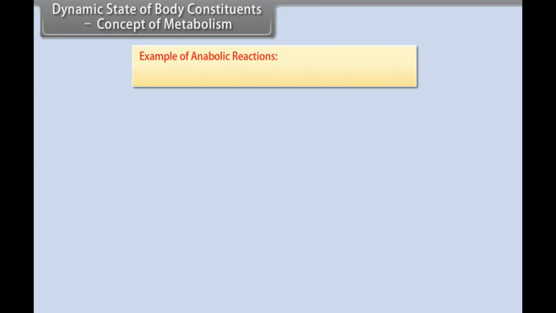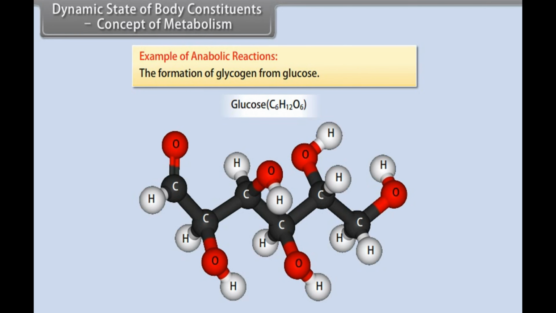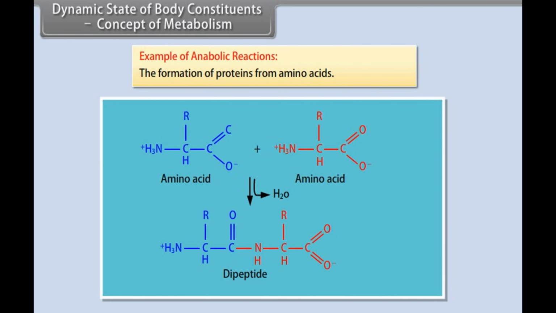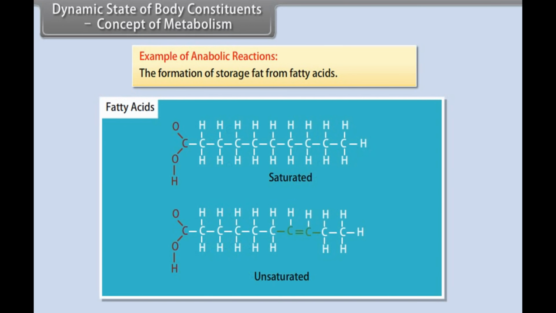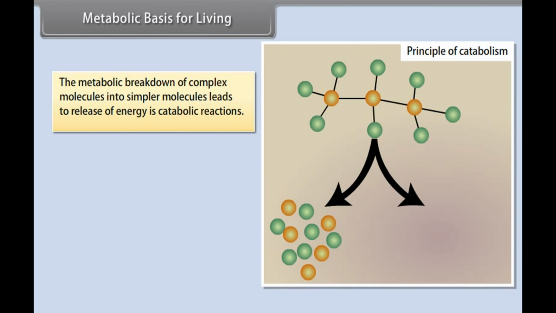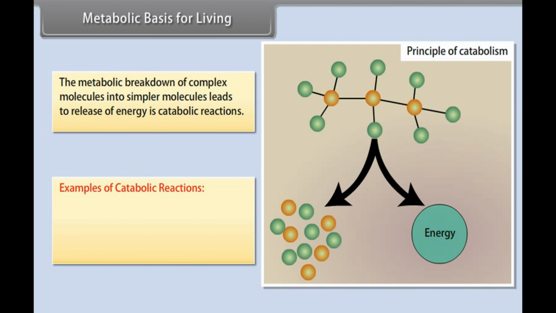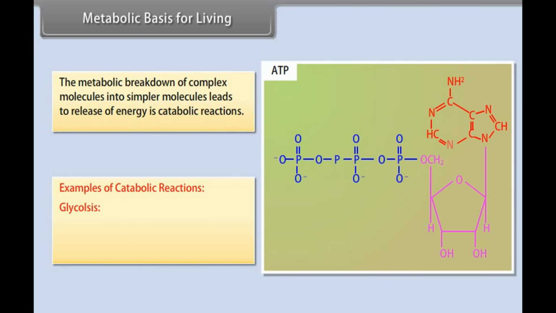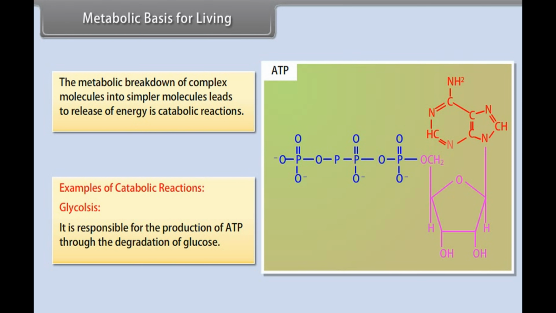Examples of anabolic reactions: the formation of glycogen from glucose, the formation of proteins from amino acids, the formation of storage fat from fatty acids. Metabolic basis for living. The metabolic breakdown of complex molecules into simpler molecules leading to release of energy is catabolic reactions. Examples of catabolic reactions: glycolysis. It is responsible for the production of adenosine triphosphate through the degradation of glucose.